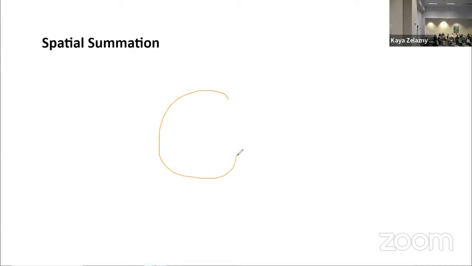Okay. In spatial summation, we're not thinking about time anymore. We're thinking about space. So we're going to have our soma again, our axon hillock, and our axon terminals at the end of the axon. Now we're thinking about two different stimuli coming in from different locations. So here we have one stimulus. Here we have another stimulus.